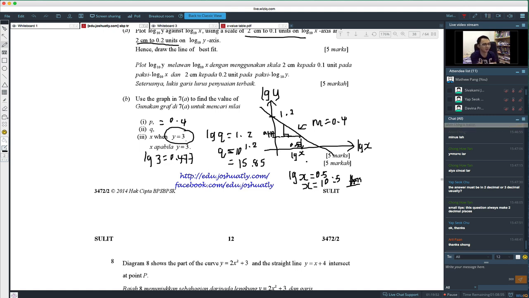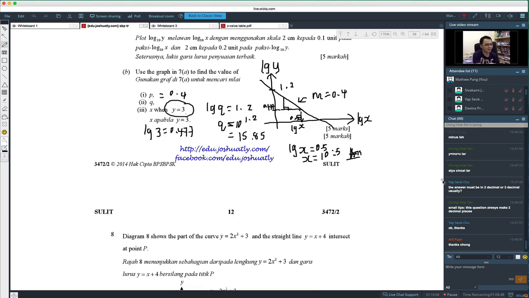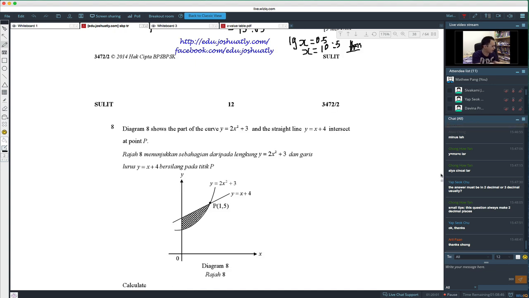Okay, so yeah, I'm going to move on to number 8 because we kind of ran out of time. Yeah, it's almost 6 o'clock. It's 4 o'clock now. Anyways, I will just continue.